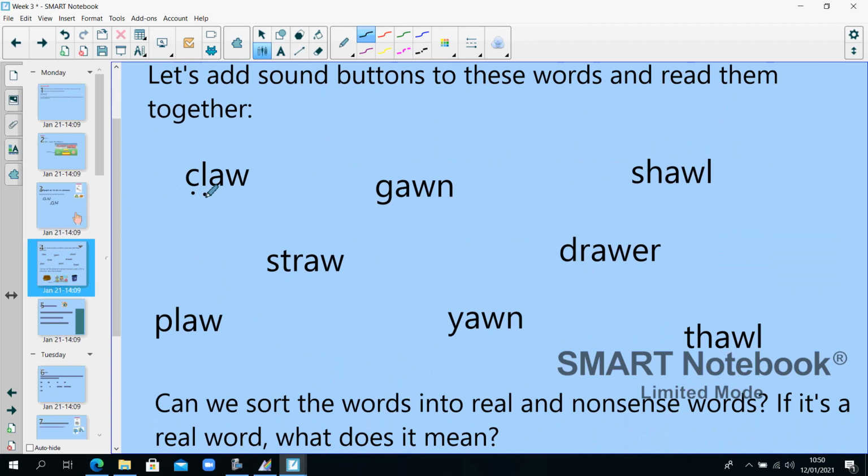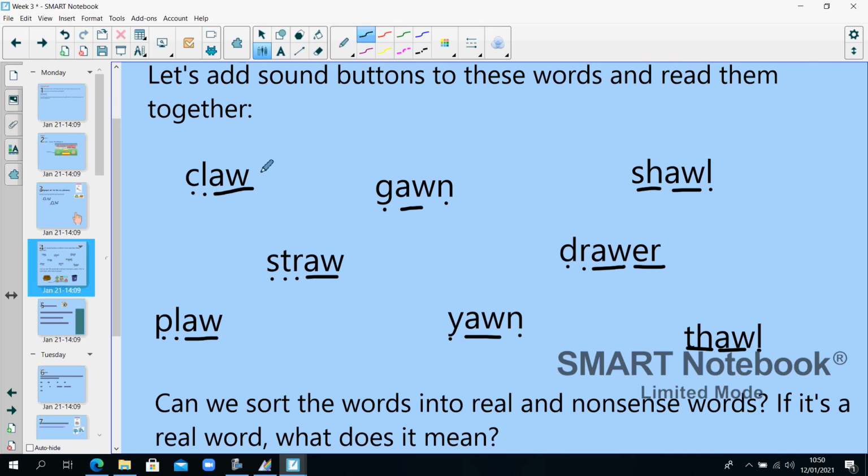K, l, or. Claw. G, or, n. Gone. Sh, or, l. Shawl. St, or. Straw. D, or, draw. P, l, or. Claw. Y, or, n. Yawn. Th, or, l. Thall.